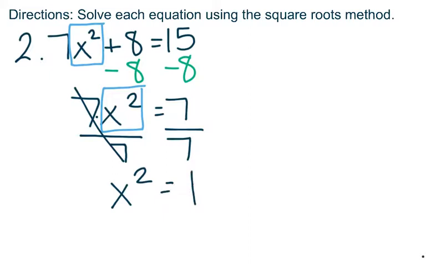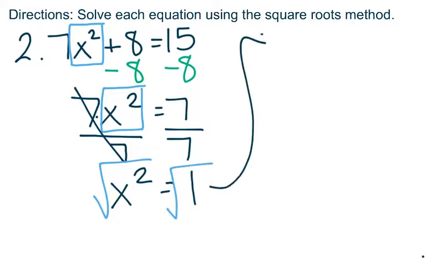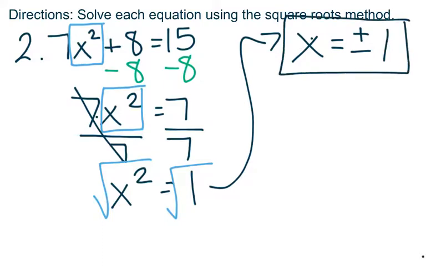So now you have the x squared isolated, and you want to take the square root of both sides. We'll move over here. Whenever you take the square root of an x squared, it's just x equals. Whenever you take the square root of a number, you have a plus and minus, a positive and a negative answer. And 1 is a perfect square. The square root of 1 is 1. So I have two answers, positive and negative 1.